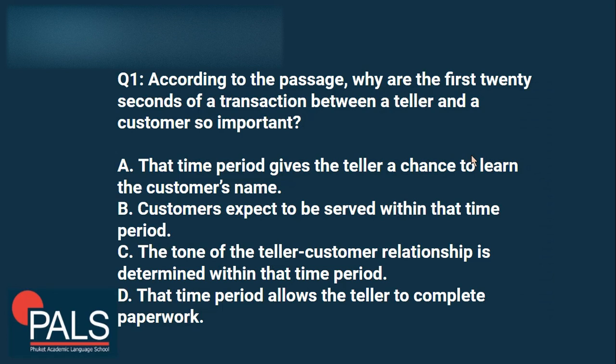A, that time period gives the teller a chance to learn the customer's name. I think that was not mentioned. B, customers expect to be served within that time period. No. 20 seconds? Alright. C, the tone of the teller-customer relationship is determined within that time period. And D, that time period allows the teller to complete paperwork within 20 seconds?